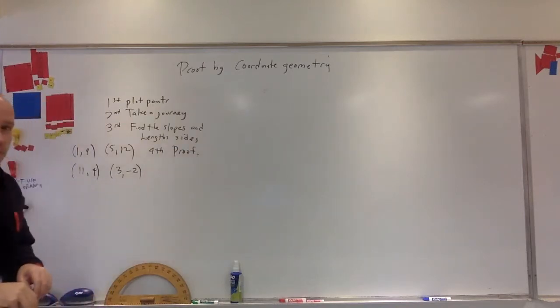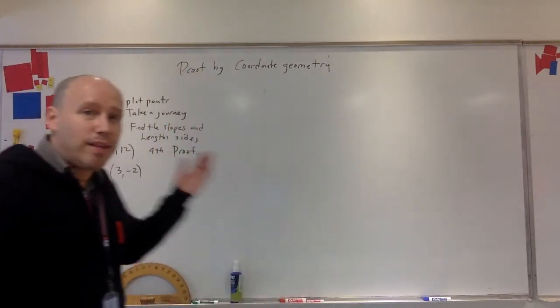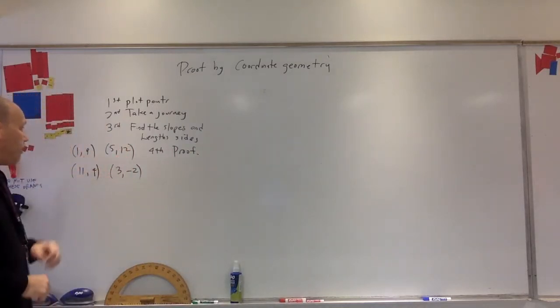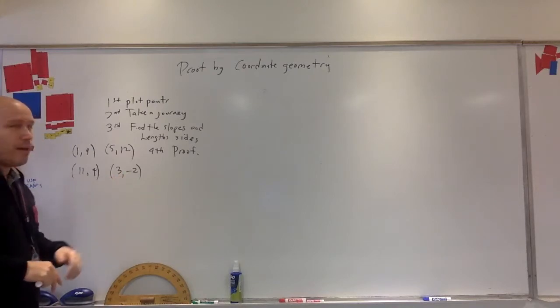Okay. So how are you doing this? It's very straightforward. You're going to take a piece of graph paper and you're going to plot these points: 1, 9; 5, 12; 11, 4; 3, negative 2.